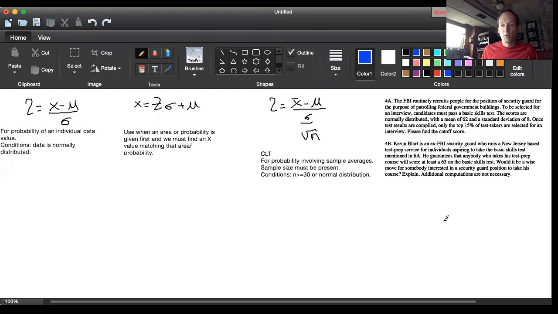Okay, I'm going to use the same strategy as before. I'm going to start to read through the question, and I'm going to note down all the important information, every number that they've given me.